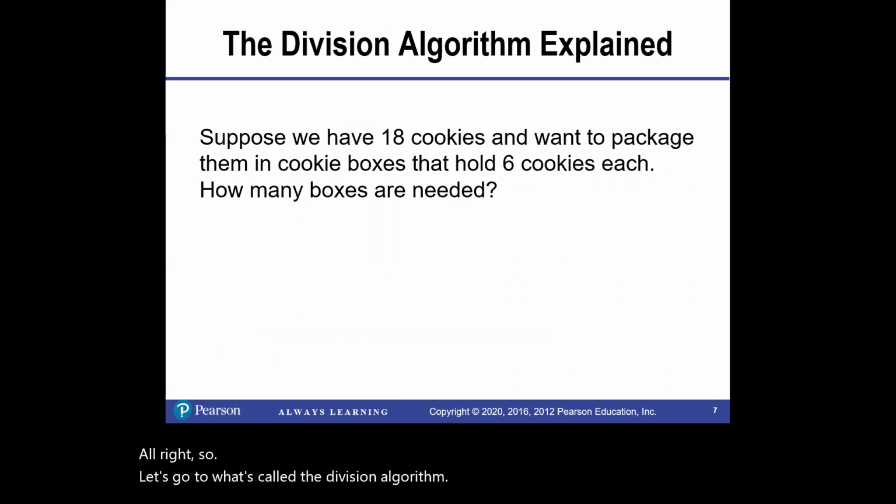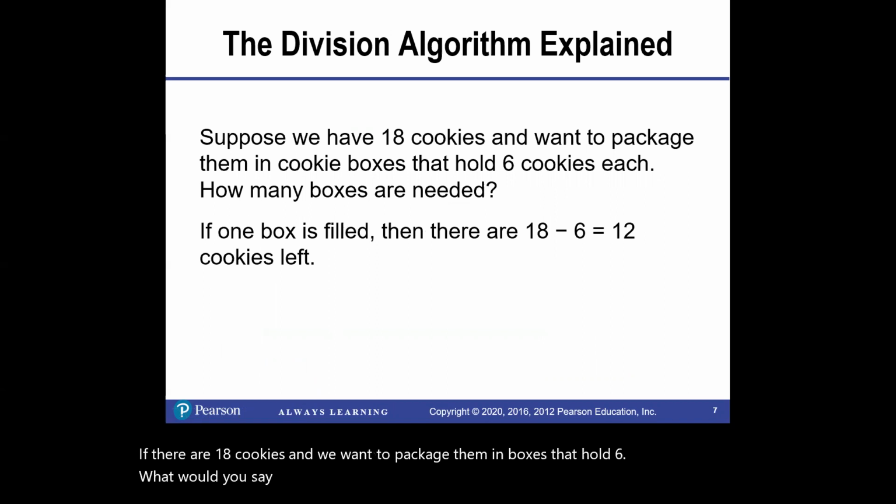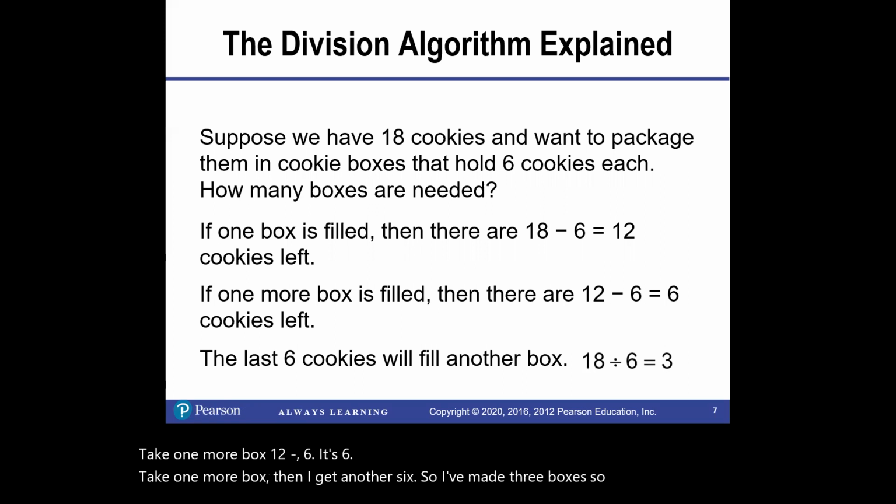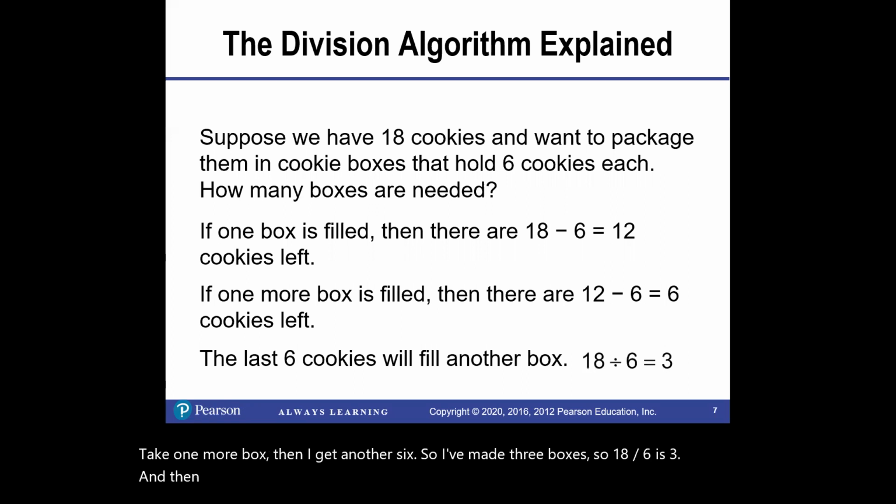Well, if there are 18 cookies and we want to package them in boxes that hold 6, we just simply start. We say, okay, what's 18 minus 6? It's 12. And take one more box, 12 minus 6, it's 6. Take one more box, and I get another 6. So I've made 3 boxes, so 18 divided by 6 is 3.